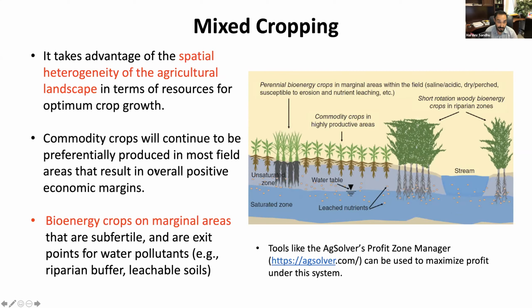So commodity crops can still continue to be grown on most of the area in the field, which is fertile and good, and bioenergy crops are only for the marginal areas. And there are some toolkits available to find out where the marginal zones or marginal areas are in your field.